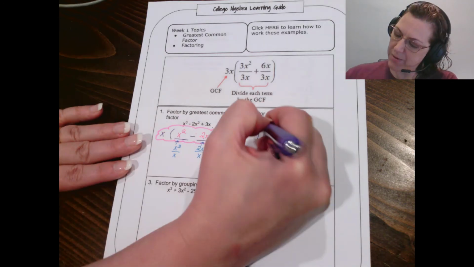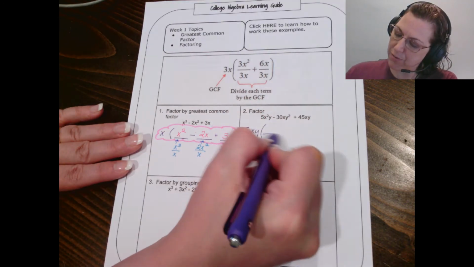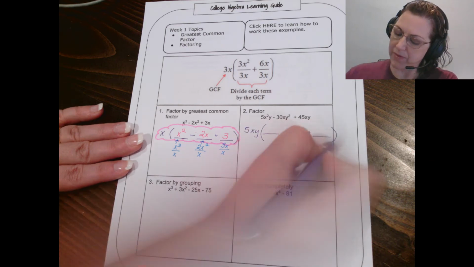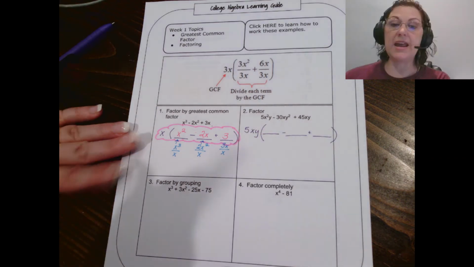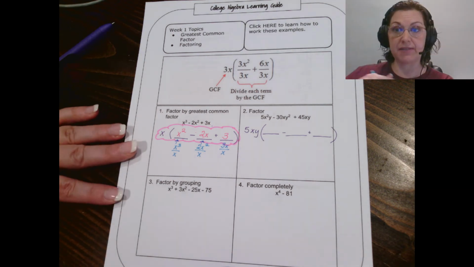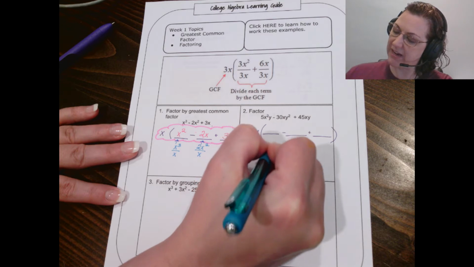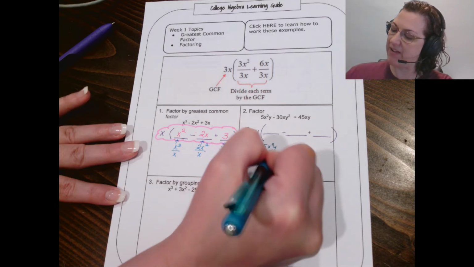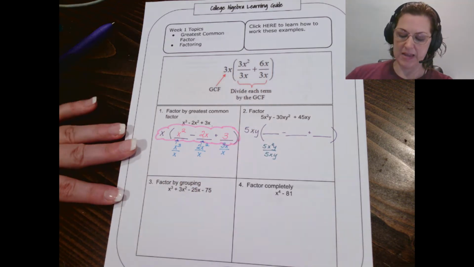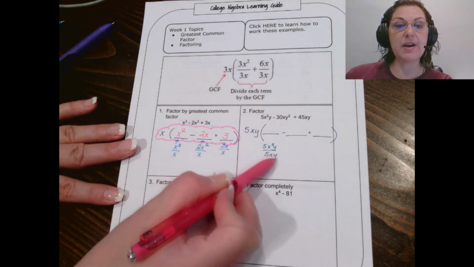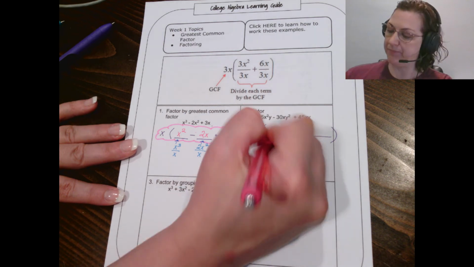Okay, now let's open our parentheses and put our 3 blanks there. And now we're going to take each term and divide by the greatest common factor. So I take 5x to the second y and I divide by 5xy. And that gives me, let's see, the 5's would go away, the y's would go away. I'm left with just an x.